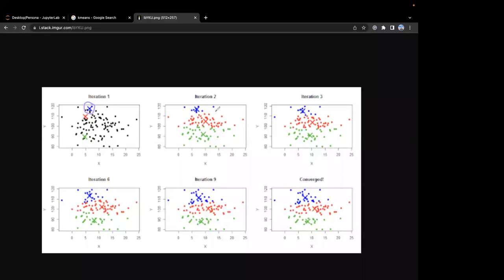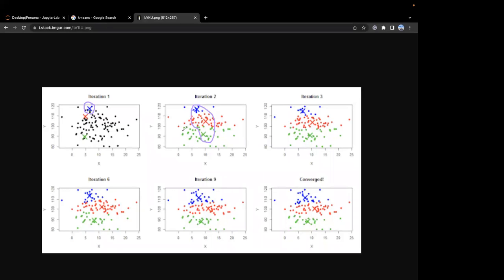Now we follow the same process again. Now we have this blue, red, and green. These are new shifted centers. Now I am going to again do the same process. I am going to find every point that is closest to blue and mark that as blue. Every point that is closest to red, mark that as red. Every point that is closest to green, mark that as green.